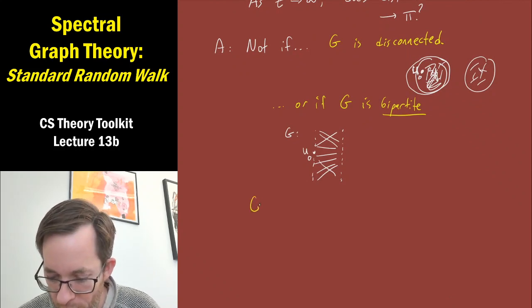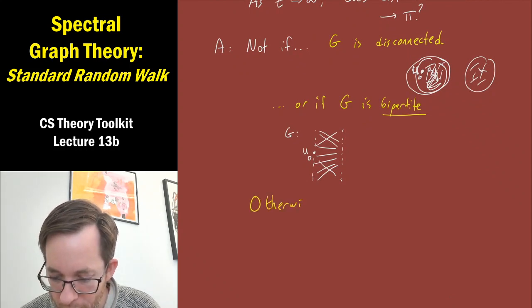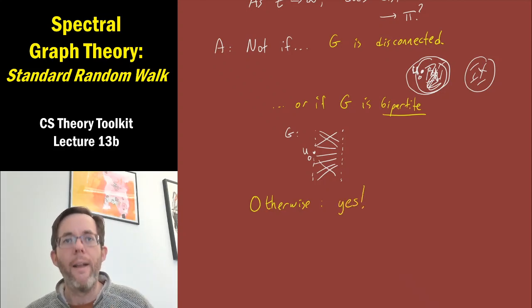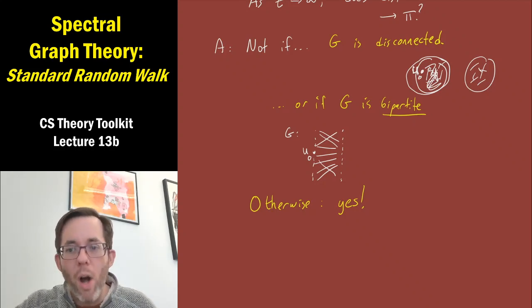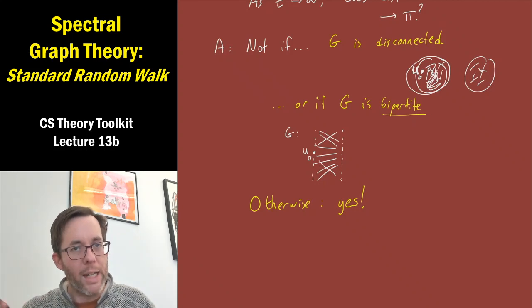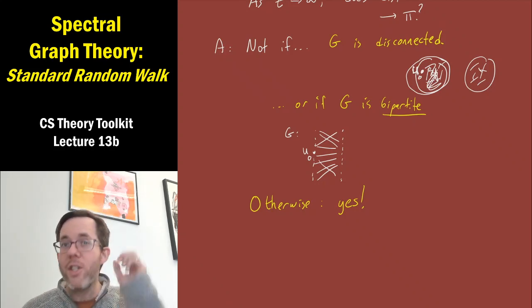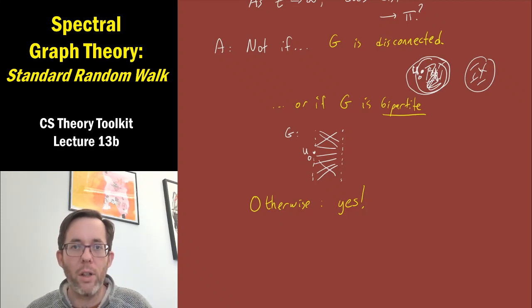So let me finally say, otherwise, the answer to this question is yes. As long as you have a connected graph and it's not bipartite, then no matter where you start a random walk, if you walk for a really long time, and we'll start to get quantitative about this later, then in the limit, the distribution of where your vertex is after a large t number of steps is exactly the invariant distribution.